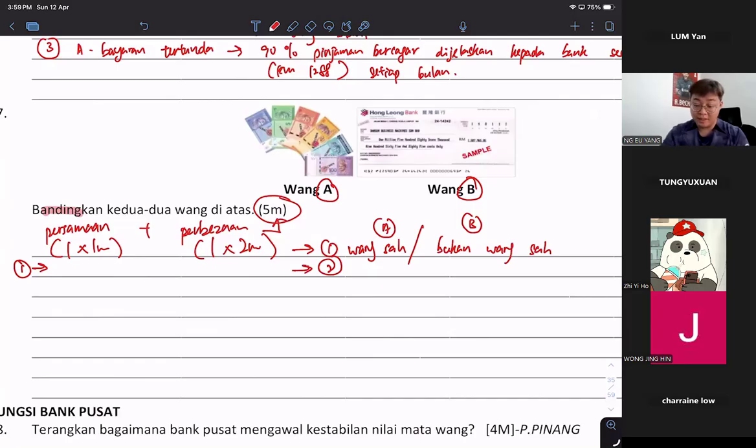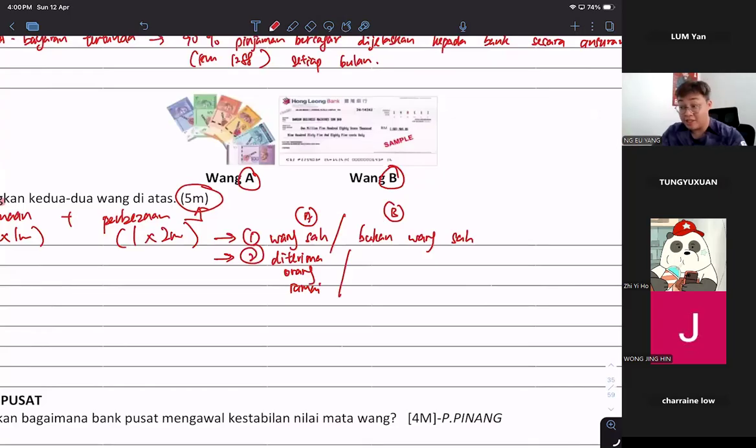No one? What is the meaning of sah? Guys, last minute. Cepat. Diiktiraf, diterima orang ramai. So there's a bangsa, diterima orang ramai. So how about bukan bangsa? Tidak diterima orang ramai. Can or diterima segelintir orang. Yes, very good. So remember the Form 4 syllabus. Diterima segelintir orang. Segelintir, a little bit of people only. So there's 2 points.